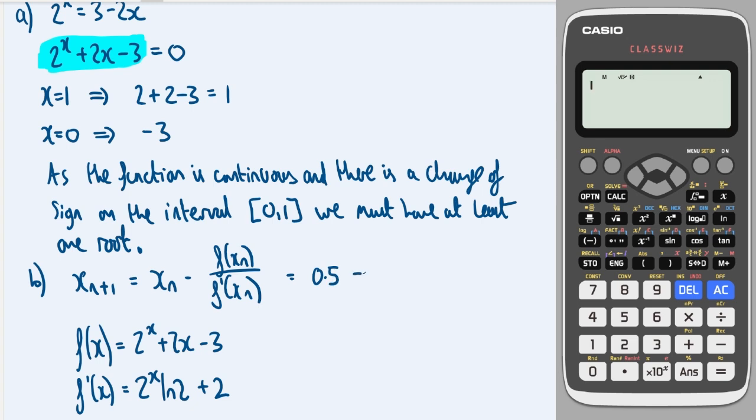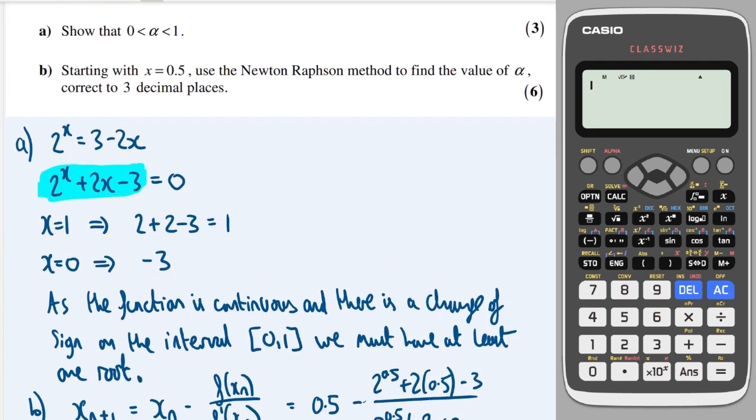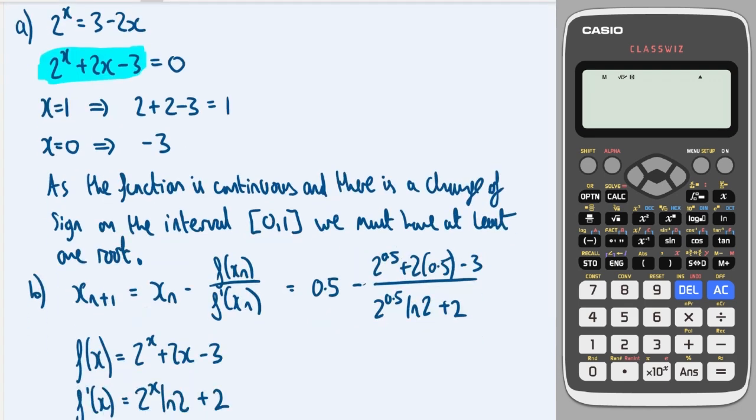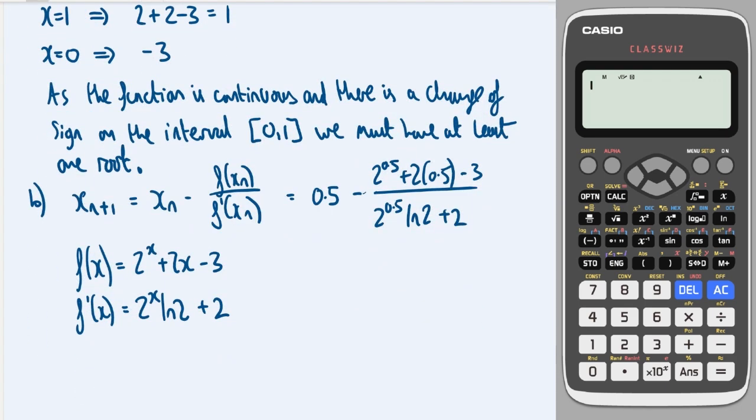So I get 0.5 minus, and then 0.5 goes in here, plus 2 lots of 0.5 minus 3 over the derivative, so it'll be 2 to the 0.5 ln of 2 plus 2. And the question asks us to find the value of alpha to 3 decimal places. So we're going to get our calculator and we're going to type 0.5 equals, and then we're going to set up our Newton-Raphson equation using the answer button.